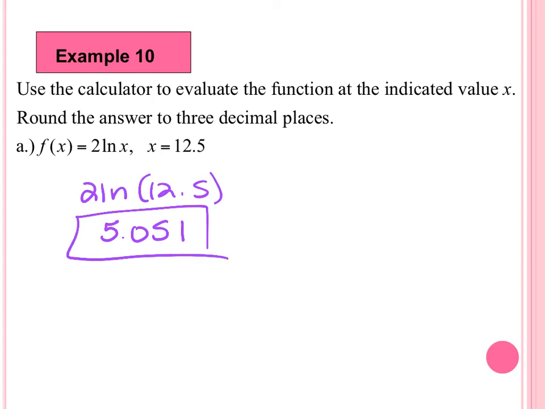If you're using a scientific calculator that doesn't store it like your phone, then you're going to do 12.5, then you're going to hit ln, then you're going to hit times 2. So make sure you practice the order on both. So we don't hit second for ln, okay? That's the difference.